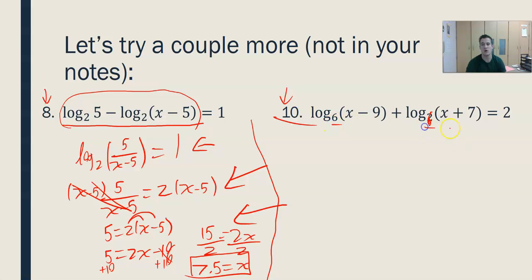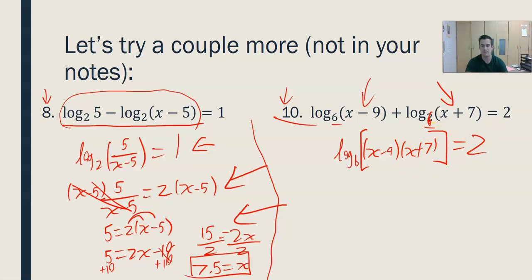If these were not the same base, I could not condense those and I could not finish solving this with the information that I know so far. These bases have to be the same. So I can combine those logarithms. Log base 6 of x minus 9 times x plus 7. So I multiply these arguments. When I condense two logs being added together, I multiply their arguments like that.